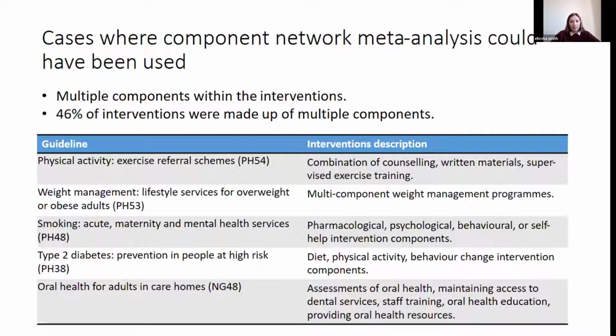We also extracted data on whether interventions in the reports that used meta-analysis were made up of intervention components, and therefore whether there was potential for the use of more sophisticated methods, such as component network meta-analysis. We found that 46% of the reviews evaluated interventions that were made up of multiple components. And a few examples are shown in this table. For example, in the physical activity exercise referral schemes guideline, interventions were made up of a combination of counselling, written materials, and supervised exercise training.